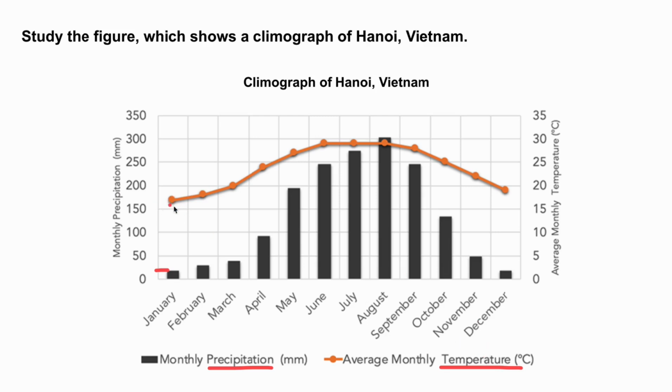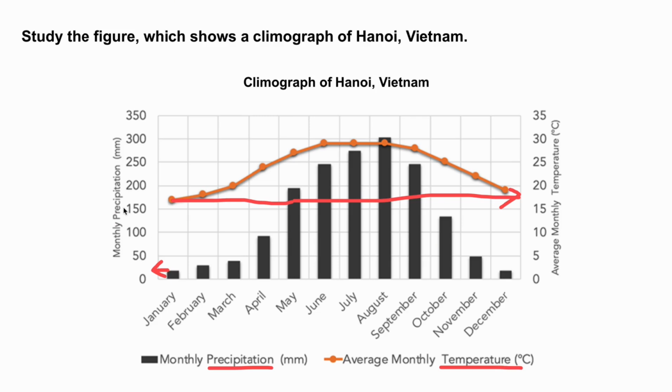Temperature, let's look at January again. I should map it to the right, so I'm going to map it all across here. It is about 17 or 18 degrees Celsius. Temperature, line graph, I need to map it to the temperature line here. Precipitation, bar graph, I need to map it to the precipitation axis here. So look at the axis very, very carefully before you talk about the data.